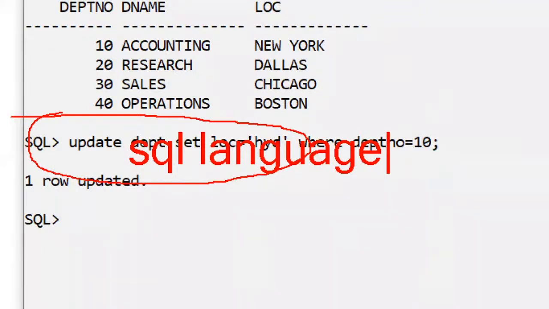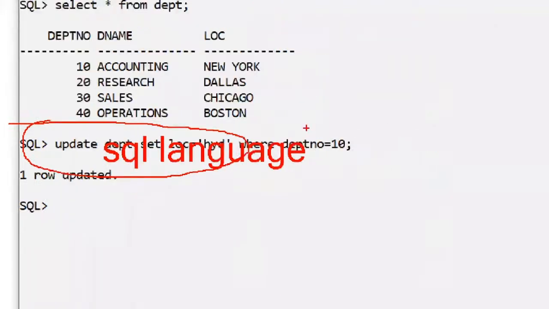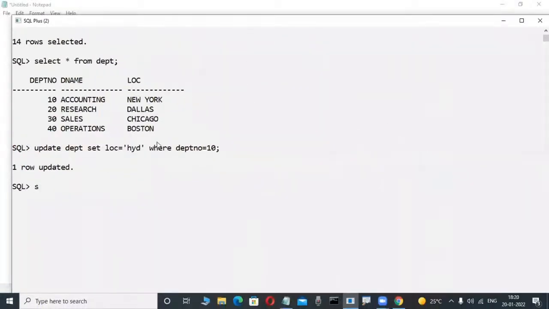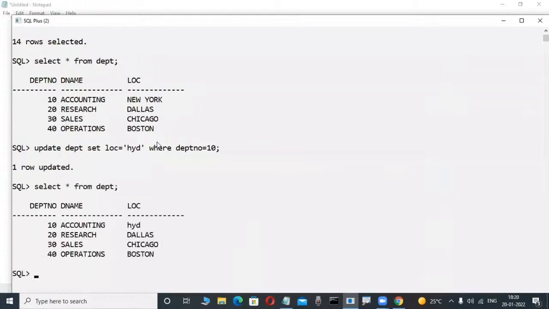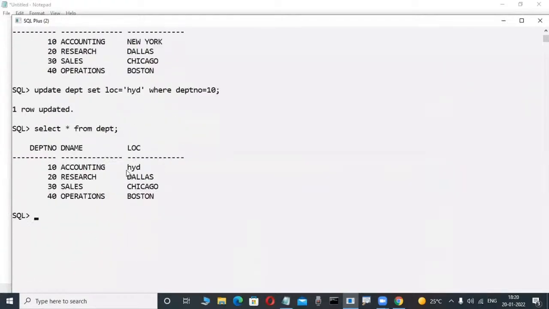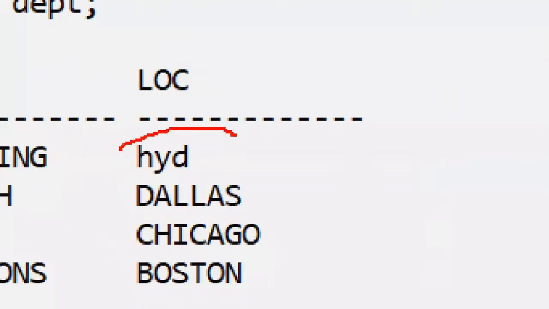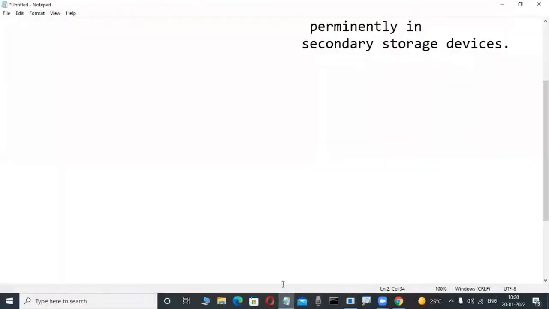Now observe it here. Once we write this type of coding, which is called the SQL language, it is automatically reflected in your database. In the previous case, New York was there, but in this case Hyderabad is the location, right? That's why always observe it here.